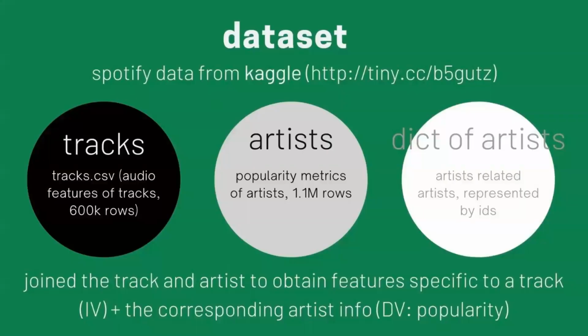The data set that we're working with was imported from Kaggle with 3 main data frames, namely tracks, artists, and dictionary of artists. What we essentially did was join the track and artist data frames in order to obtain features specific to a track, which are the independent variables that we're interested in, and the corresponding artist information, which is the dependent variable that we're interested in, namely popularity.